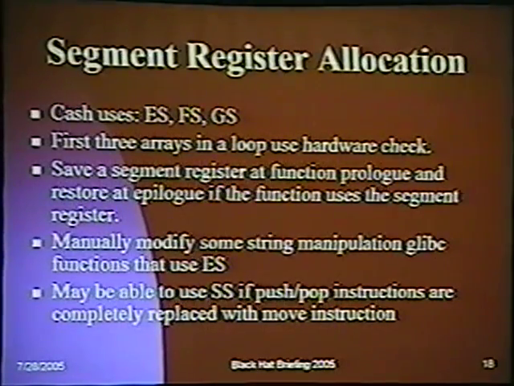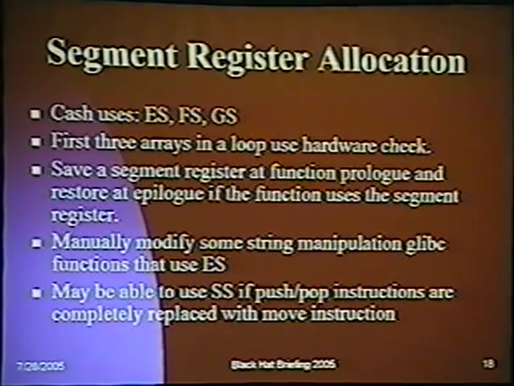So in order for us to use 3, we actually have to modify some of the string manipulation functions in glibc so that they can use some other segments. We can also try to use the 4th segment register, like SS, if we can replace all the push and pop instructions with just move instructions. We can do that, but we didn't actually do that. So in the end, we only have 3 segment registers to work with.